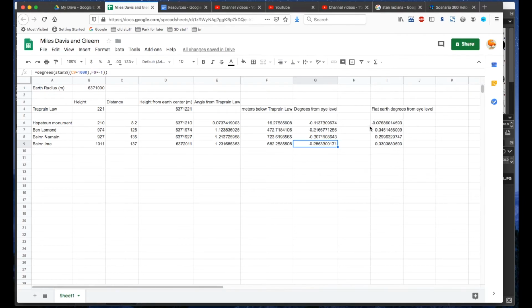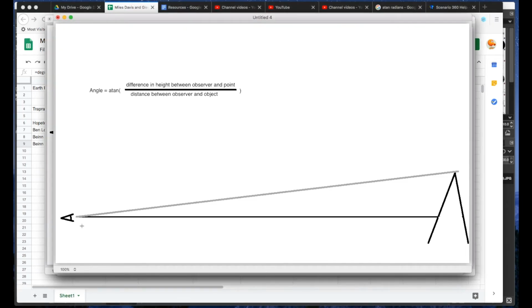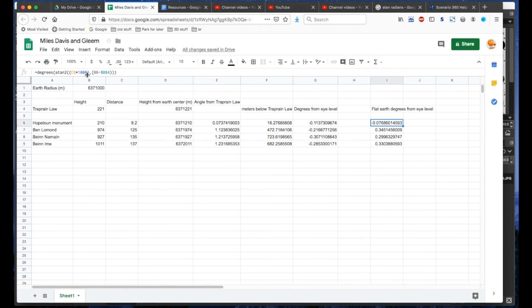The next thing I did was I wanted to calculate what it would be like on a flat Earth. So for a flat Earth, it's very similar, but since Ben Lomond, for example, is 900 meters above sea level and Traprain Law is 221 meters, this will be the difference in the height between the observer and the object to give us this value, divided by the distance between the object and the observer. And then if we take the arctan function of that, we get the angle here. And so I did something similar here.